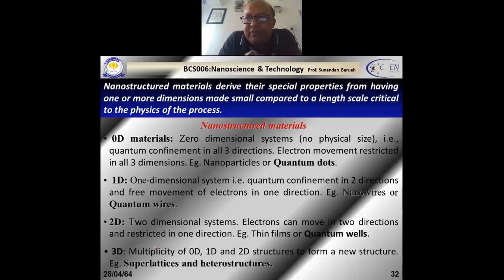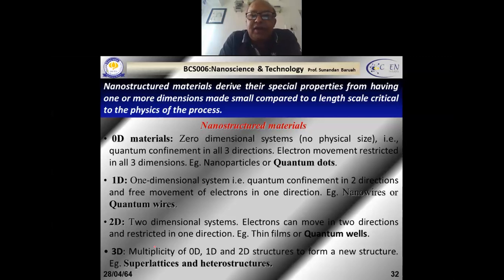Now if we restrict the motion in all three dimensions, that means the electrons are not moving around, they're stable, they're fixed. That means they're not moving around from maybe one atom to the other in all three dimensions, then we call it a zero dimensional material. That means the quantum confinement is happening in all three dimensions.